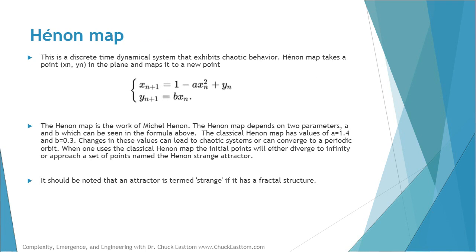Hénon maps are another way of looking at chaotic behavior. They basically look at a few parameters that can be seen in the formula above, and there are specific values in the classic Hénon map.